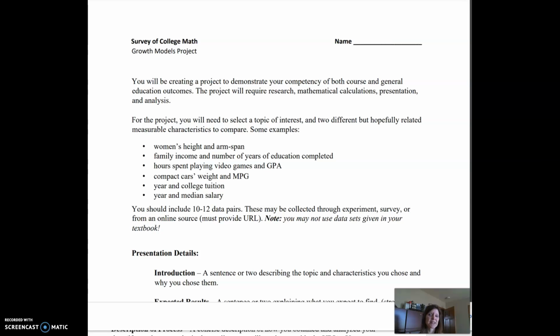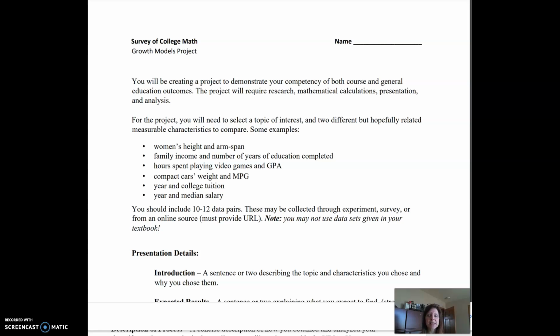We're going to go out, we're going to find some data. Now, this is data you can collect yourself, ask a bunch of friends for various types of things, or go online and find the data that way. I've listed a few examples like comparing arm span to height. You could do shoe size to height. You could do tuition to the year. You could do median salary to the year for a particular job. Whatever you are interested in, find something that you can compare two sets of data.